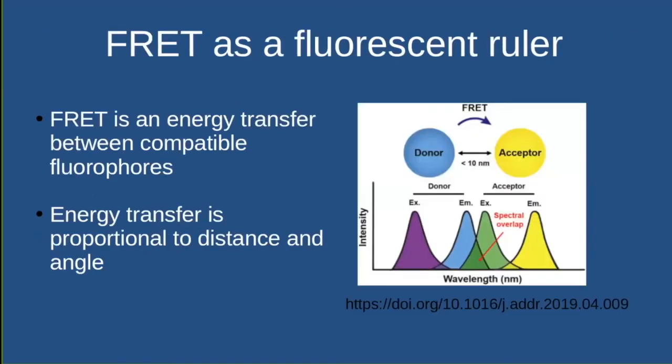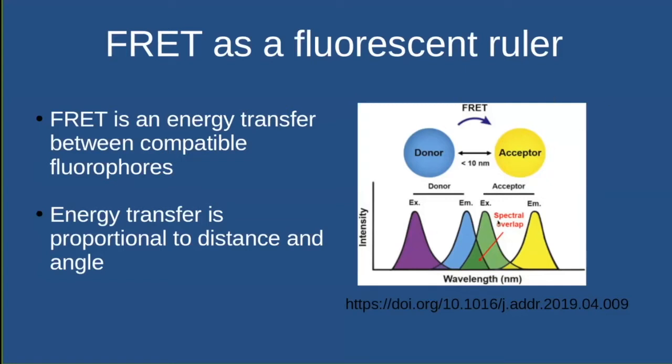But how do we translate that conformational change into something that we can measure with a fluorescent microscope? Well, we rely upon a phenomenon called FRET. FRET is an energy transfer between compatible fluorophores such as CFP and YFP. These are most often fluorophores with overlapping emission and excitation spectra. And what this means is you excite your CFP, and if the CFP and the YFP are really close and in the right orientation, some of the energy will be transferred from the CFP to the YFP and fluoresce out in yellow instead of blue.